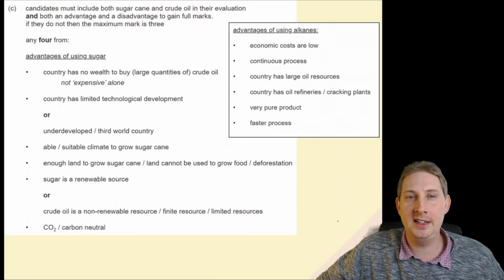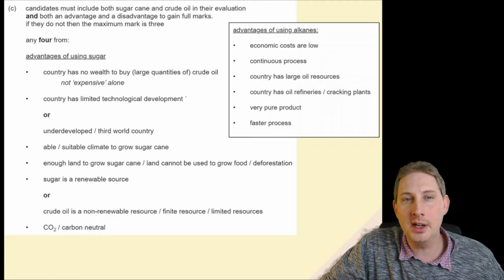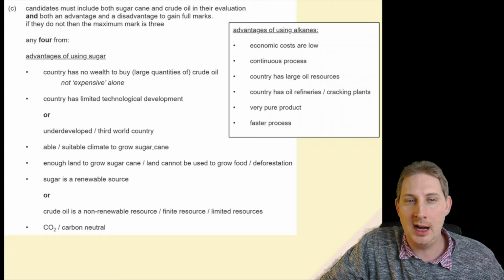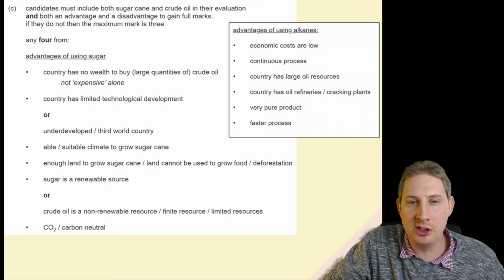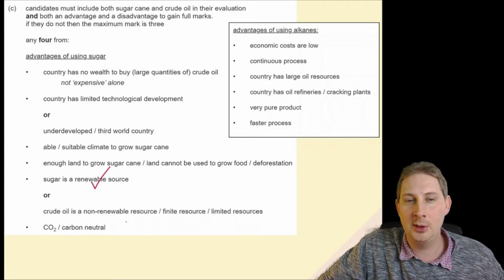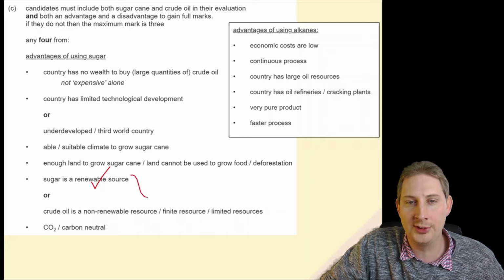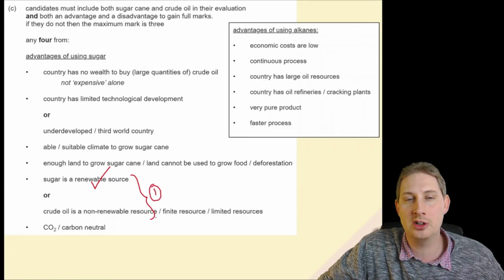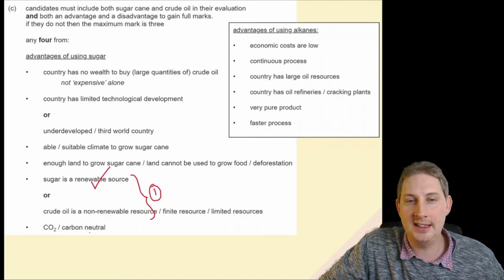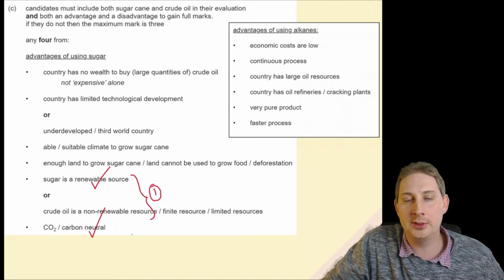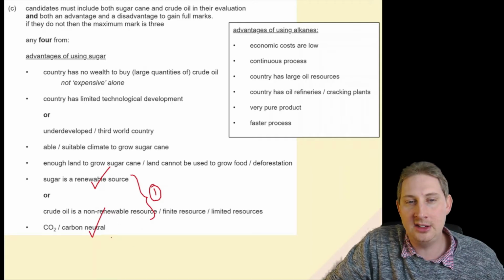Right, any 4 of these. Advantages of using sugar. So, sugar is a renewable resource. You hopefully got that. Or crude oil is not a renewable resource. That doesn't count as 2 separate points. That would only get you 1 point. So sugar is renewable, crude oil is not. Sugar is carbon neutral. So in order to grow the sugar, it takes in CO2.